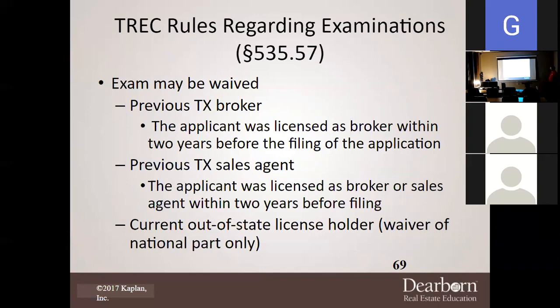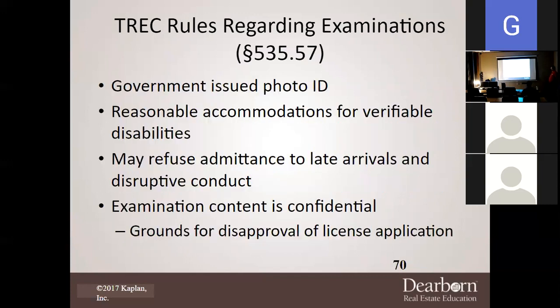If they were a previous sales agent, then the applicant was licensed as a broker or sales agent within 2 years, or any current out-of-state license holder. Okay. There is going to be a requirement that you must show a government-issued photo ID. There has to be reasonable accommodations for verifiable disabilities. They may refuse admittance to late arrivals or disruptive conduct. And I'm going to tell you, their center that they use is very strict on late arrivals.